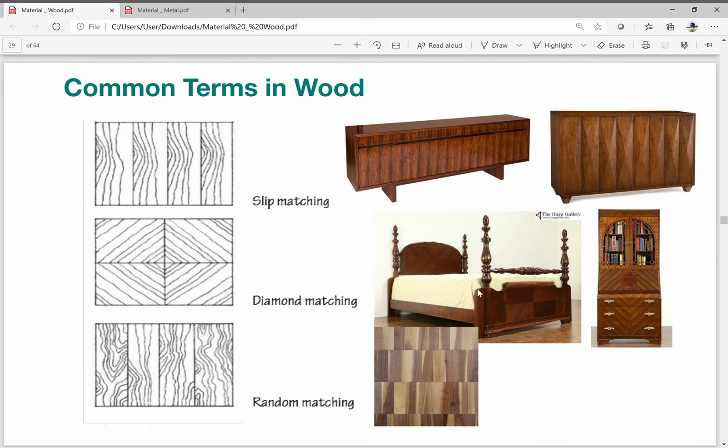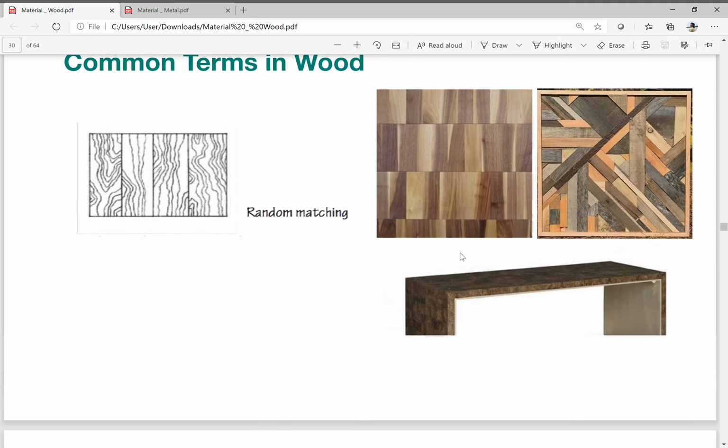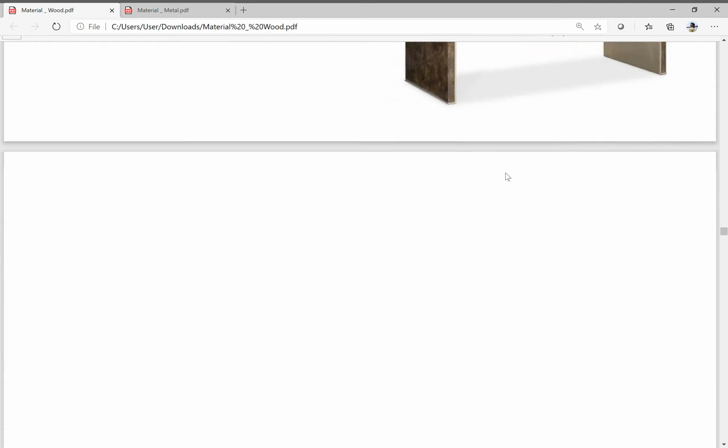This one is diamond matching. So you have this pattern reflected in a plane, like this. And then your random matching. It doesn't have a pattern, it doesn't have a designated pattern with regards to the grain structure. And then you have this one. So these are different applications. It has the same wood but applied in different patterns.